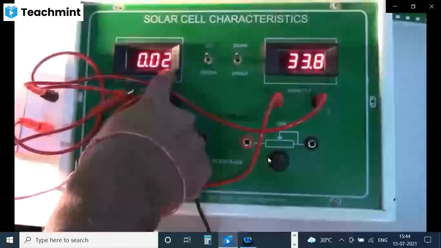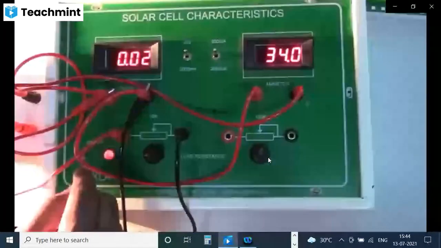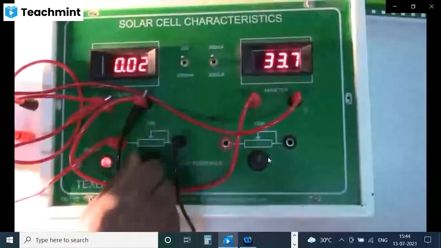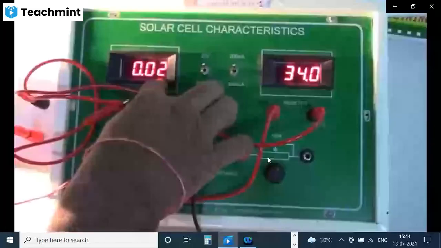In order to start the experiment, first you need to switch on the kit. After that, you have to ensure the resistance is at a minimum position or not. If it is at a minimum position, then you have to do one more thing. The voltmeter reading has to show zero value. How to get zero value?